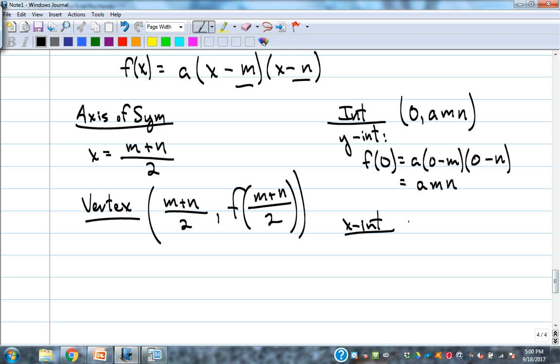X intercepts, this is where the intercept form shines. This is why it exists. X intercepts, that's the important intercepts anyway. When you're dealing with quadratics and polynomials, X intercepts are where we try to find everything going on. So you set the whole problem equal to 0.